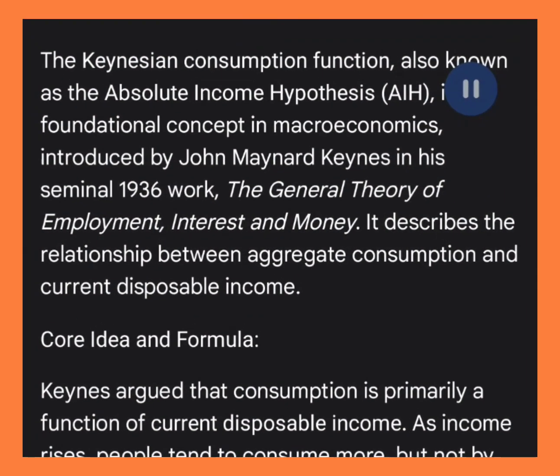The Keynesian consumption function, also known as the absolute income hypothesis, AIH, is a foundational concept in macroeconomics, introduced by John Maynard Keynes in his seminal 1936 work, The General Theory of Employment, Interest and Money. It describes the relationship between aggregate consumption and current disposable income. Core idea and formula.